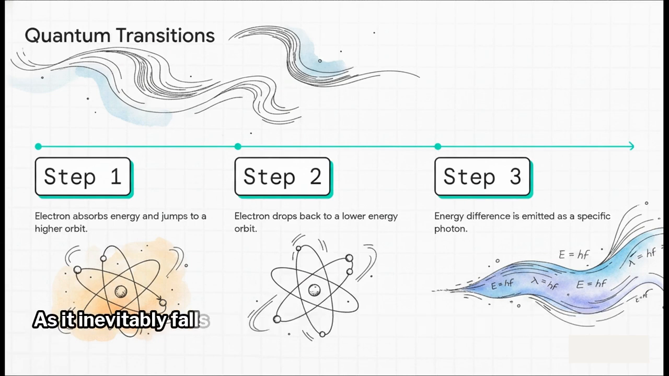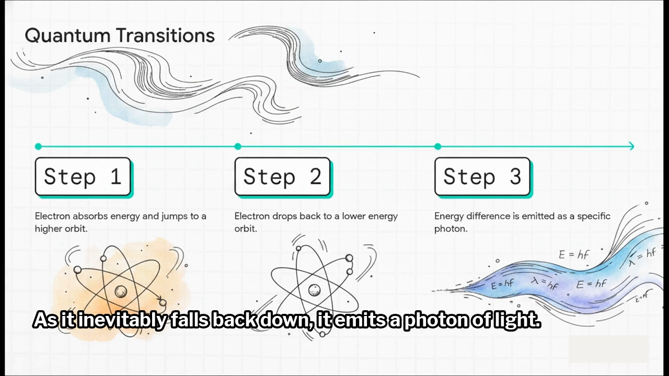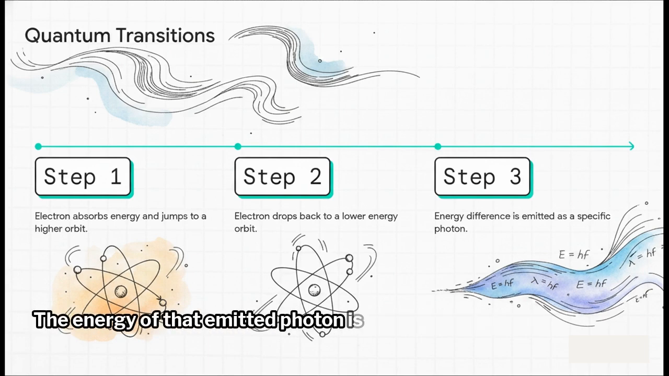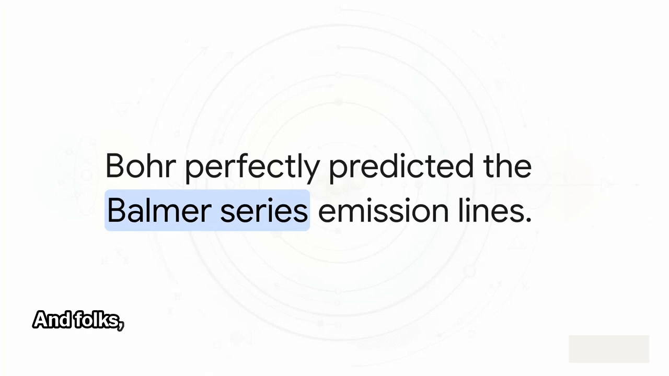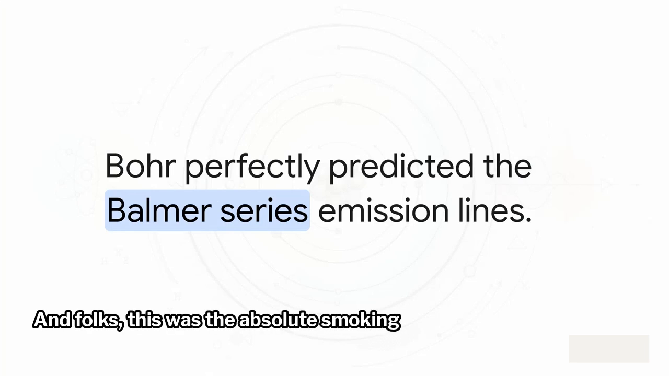As it inevitably falls back down, it emits a photon of light. The energy of that emitted photon is exactly equal to the difference between those two orbits, and that directly dictates the wavelength, or the color, of the light emitted, based on the equation E equals hf. And folks, this was the absolute smoking gun.